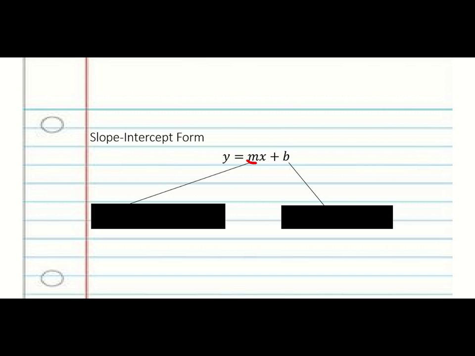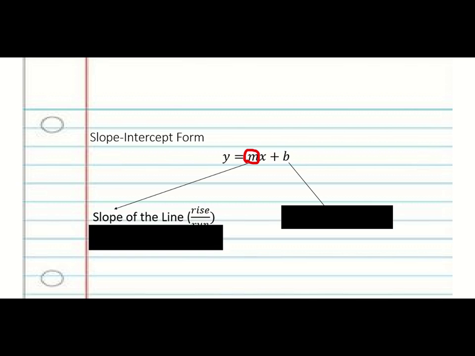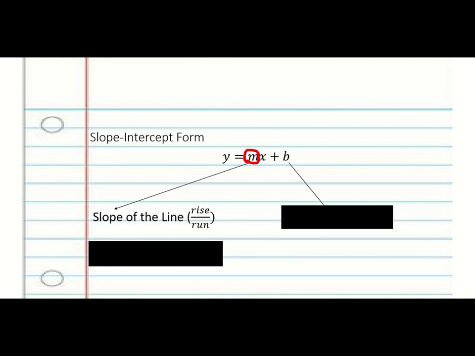The m, which will always be the number right in front of x. M is the slope of the line, and slope is always your rise over your run. And we'll talk about that more when we talk about graphing. But the key thing to know is that anything in front of x is your slope of the line.